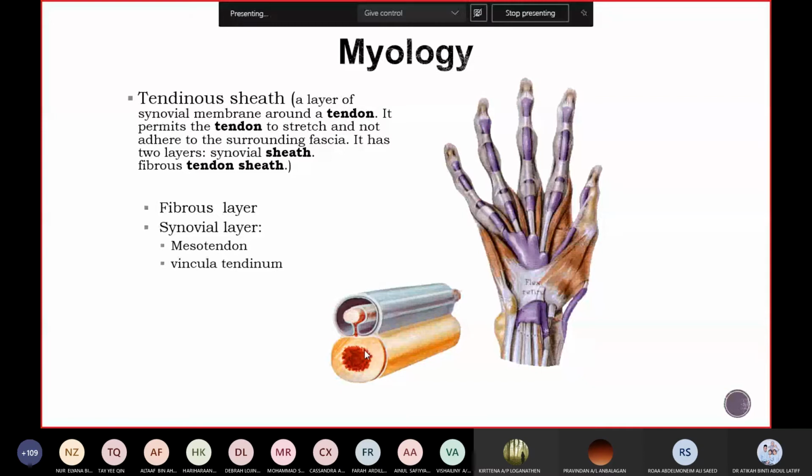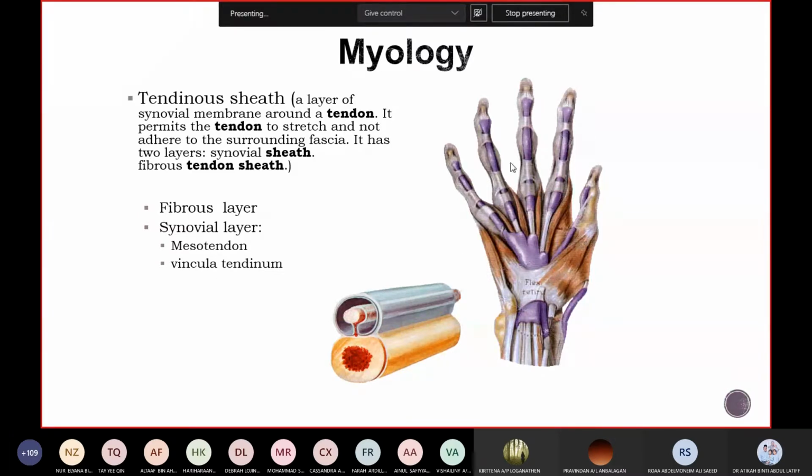Okay, so if you imagine here, this is the tendon inside, okay, and this is the bone of your finger. Okay, so you can see here, these are all tendons from muscles. The muscles will be in your forearm, and the tendons of the muscles go to your digits, fingers. Okay, and they are covered by this tendinous sheath, which is in purple. Okay, as a protection.